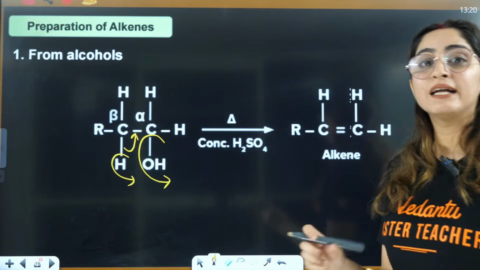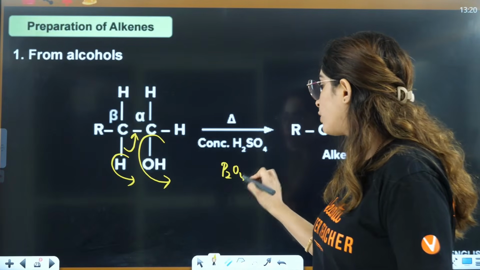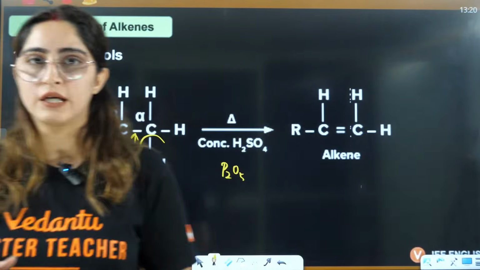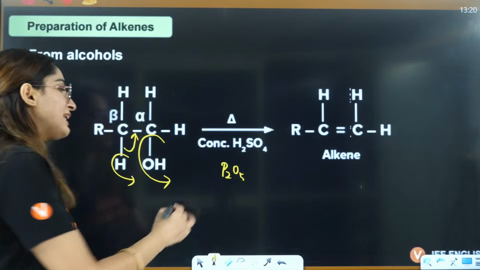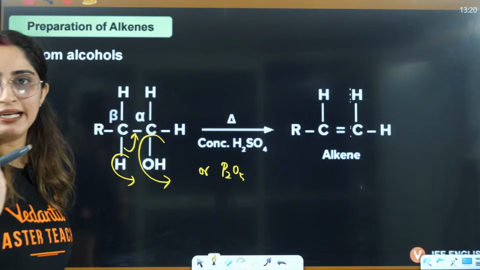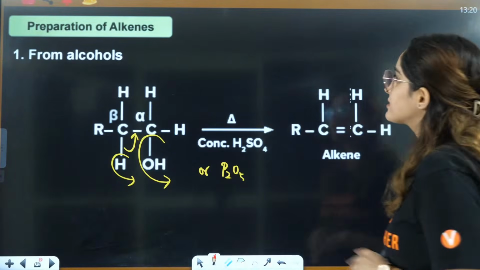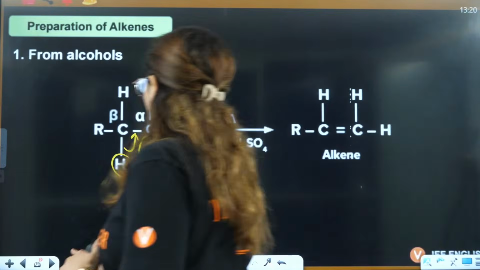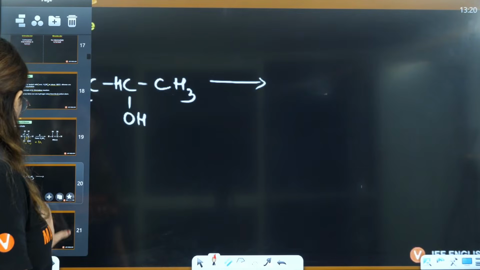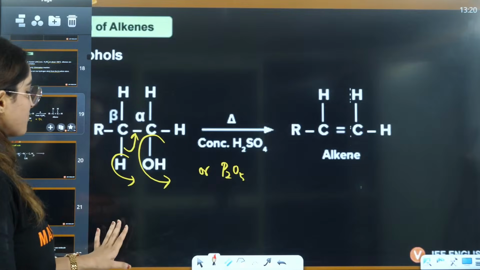But for that you need a dehydrating agent. Like P2O5 is also a very good dehydrating agent. So different dehydrating agents we will use here. Any dehydrating agent you can use to have alkene formation. Now guys, a very important point here is, is this syn or is this anti? Wait a minute. Syn anti will not be done here. No, that will not be done here, I am so sorry.